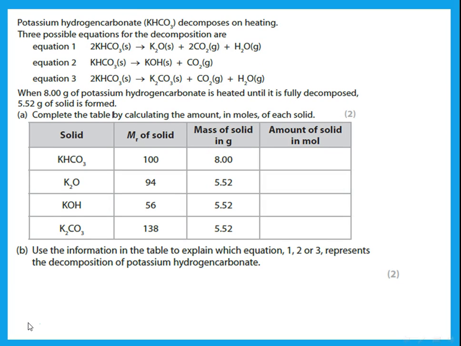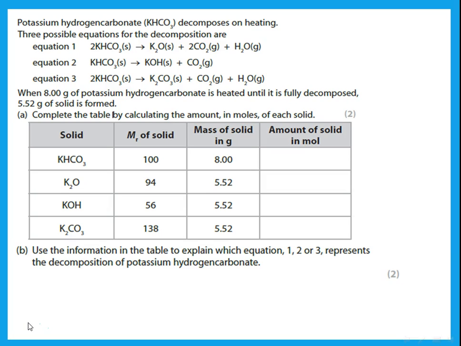There are 3 possible equations for the decomposition of this. So he's starting with potassium hydrogen carbonate, and he doesn't know, is it supposed to give me K2O, or KOH, or K2CO3? He's starting with 8 grams of potassium hydrogen carbonate, and in the end, the solid that comes out, which he doesn't know what it is, K2O or KOH or K2CO3, was 5.52 grams. So he's trying to determine, is this solid K2O or KOH or K2CO3?